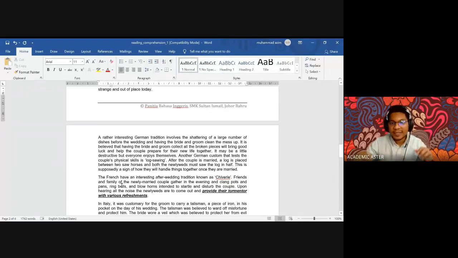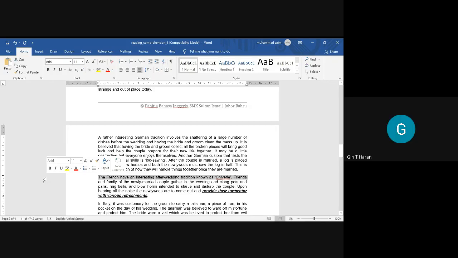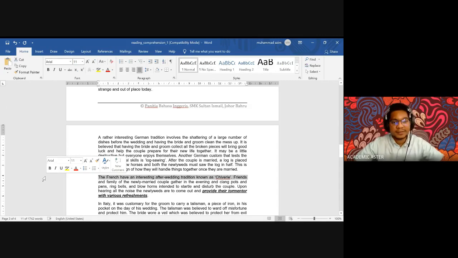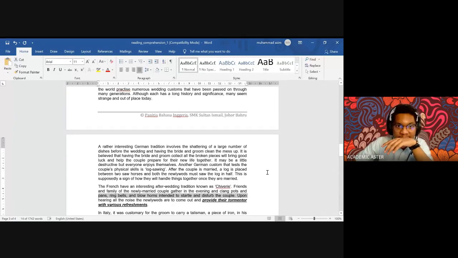All right, very good. So far, no problem as well, Azrin. Okay, just a question. What is log sawing? What is a log? What is a saw? Log sawing. Ah, yes. Giri, what is log sawing? Cutting trees, cutting log, cutting wood. Kan? Log tu adalah satu kayu kan. Jadi awak nak menggergaji. Saw tu menggergaji lah. Sawing menggergaji. So yang tu is a German tradition whereby dah kahwin tu dua-dua tu kena work together untuk nak gergaji sebatang kayu tu lah, log tu.